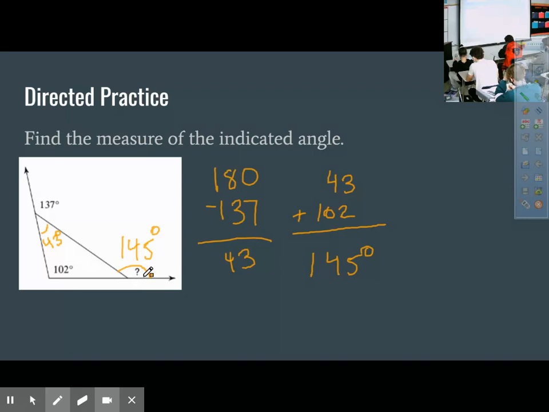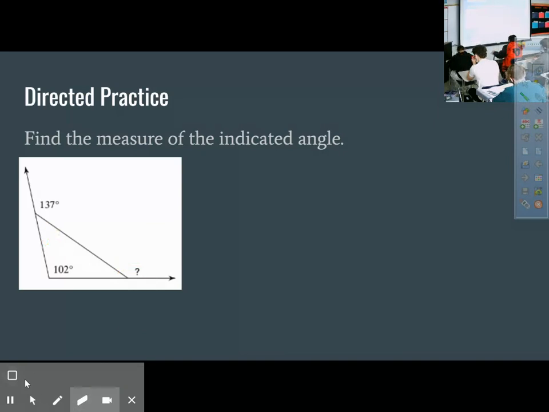Now, whenever you do these, you're going to have to use some knowledge outside of triangle sum theorem and or exterior angle theorem. You could have to use vertical angles, alternate interior, alternate exterior to figure out the missing angle. All right, before you do the two with your partner, what questions do you have for me?